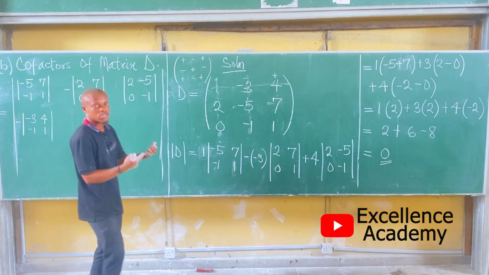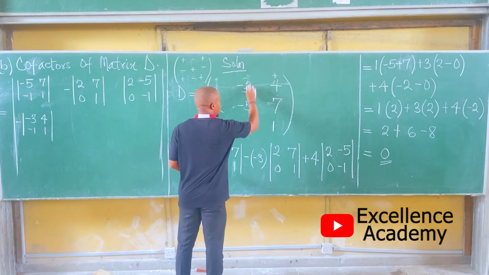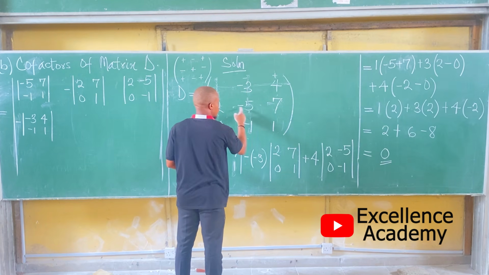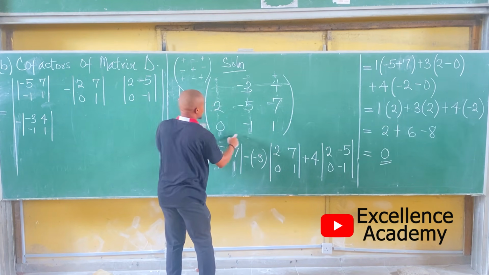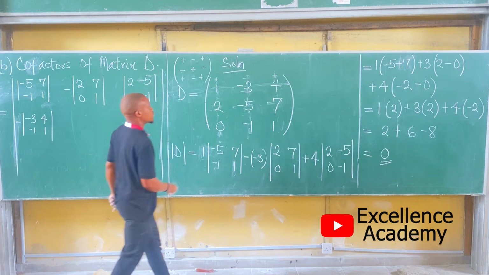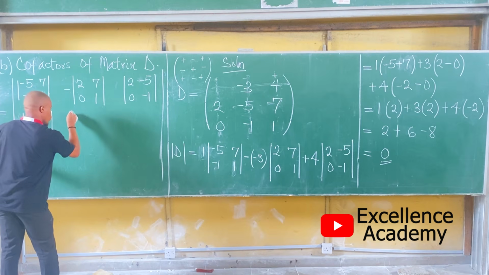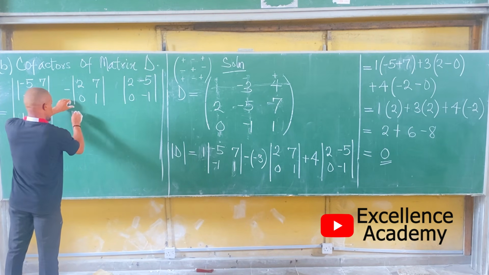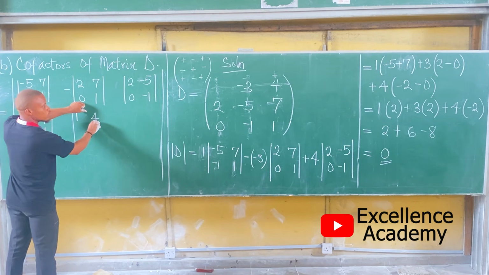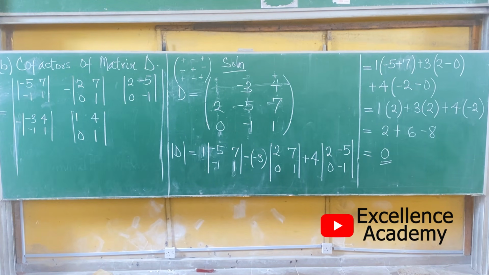Next thing, for the next element, do the same thing. I'll cover this and this. Cover this and this. So what are left? 1, 4, 0, and 1. So I'm having 1, 4, 0, and 1. All right.